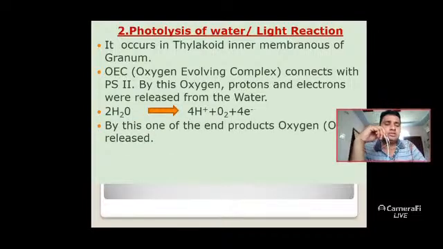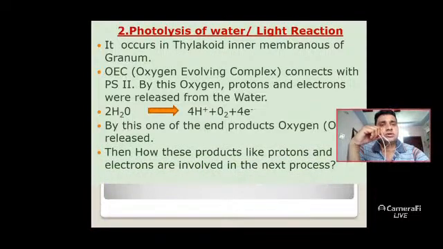So you can understand what the end product of this photolysis of water, or the light reaction, is. Yes, oxygen is released by this process. This is called photolysis of water. My point is, apart from the oxygen, protons and electrons are also involved. Those protons and electrons are involved in the next coming reactions in the light reaction, which we will explain clearly. So water is converted into oxygen, protons and electrons. This process was observed by Robert Hill.